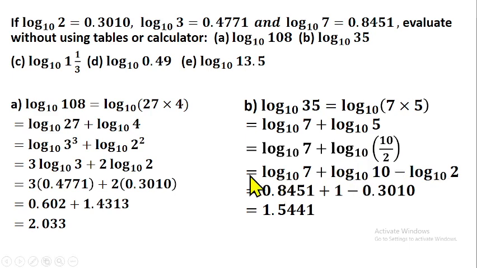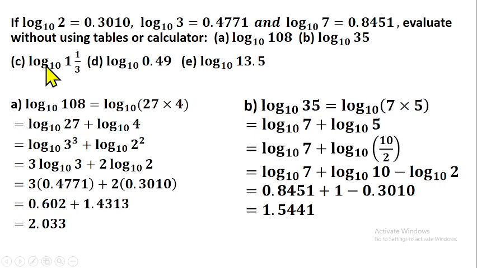Do we understand that? Good. If you do that, then we know the value of log 7, which is 0.8451, plus log 10 base 10 is what? 1. Although we are not given, you are supposed to know this one offhand. Then minus log 2, which is given as 0.3010. And if you simplify this, you have 1.441 as the value of log 35 base 10. Do we understand this? Good.